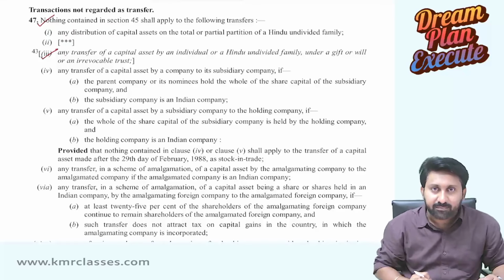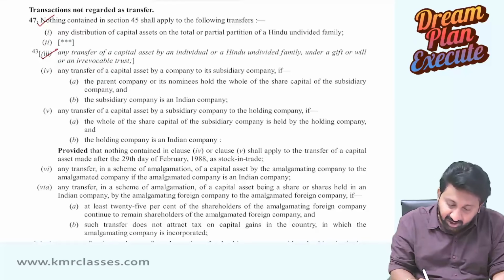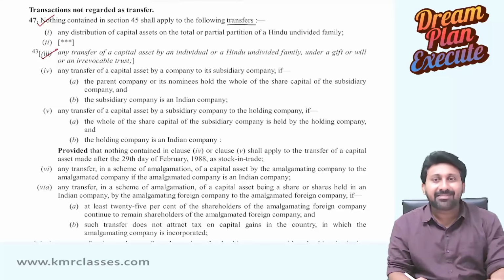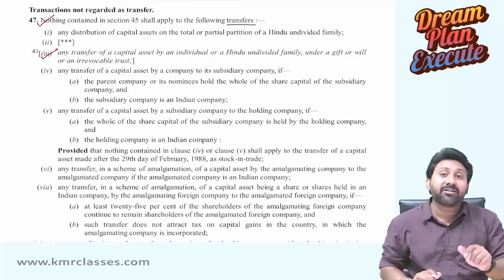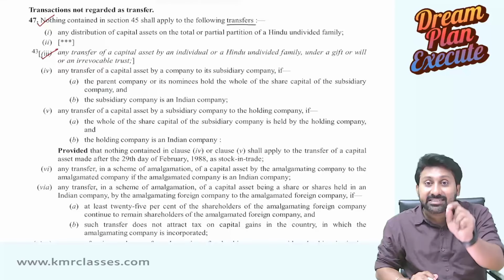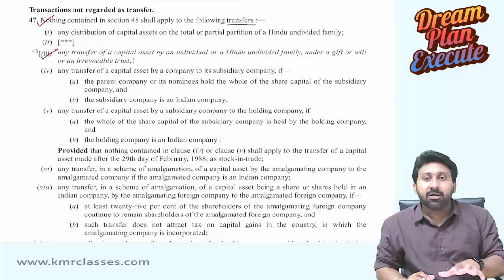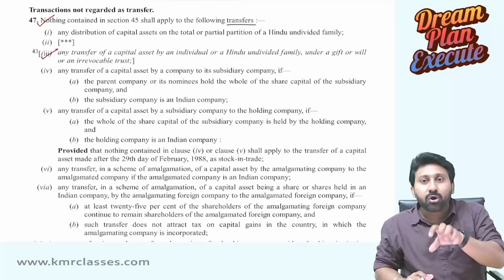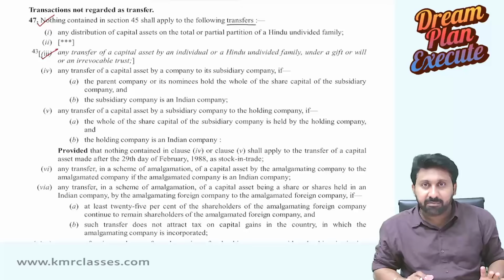Nothing contained in section 45 shall apply to the following transfers. Means what? As I already said in the last class, these are all transfers. So don't call it not a transfer. This is a transfer, but this transfer does not trigger section 45. What is 45? Chargeability of capital gains tax. So in these also a transfer is involved, but these kinds of transfers do not trigger section number 45.